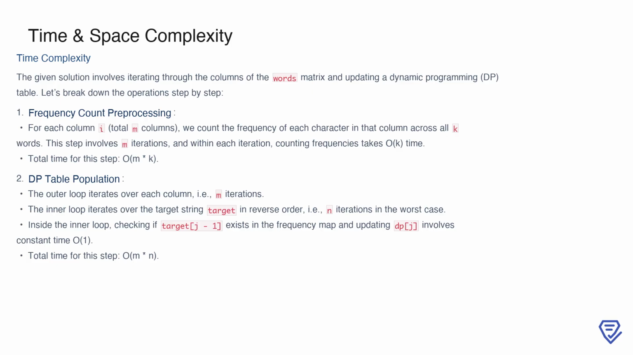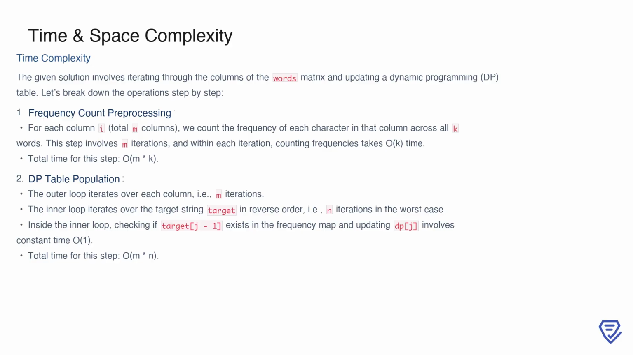To analyze the time complexity of this solution, we start by examining the frequency count pre-processing step. Here, for each column in the words matrix, of which there are m columns, we calculate the frequency of each character across all k words. This requires iterating through all k words for each of the m columns, leading to a time complexity of m*k for this step.